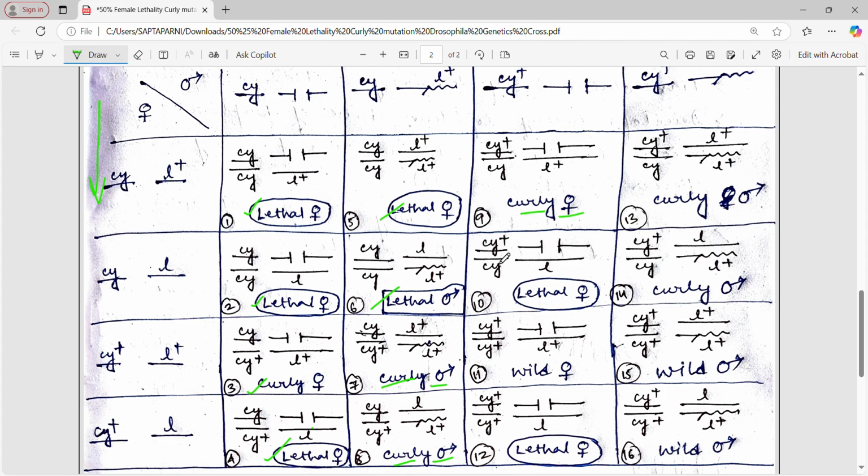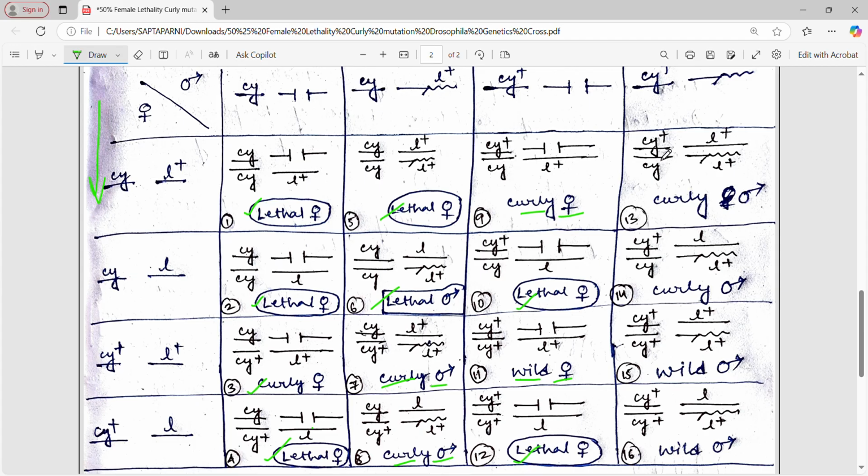Then Cy plus Cy with only a single L allele, no L plus allele is there, so it will be lethal due to absence of the L plus allele. Then Cy plus Cy+, so it is wild type, and due to the presence of the L plus allele on one of the X chromosomes, it is a wild type female. Then it should be a wild type female, but as there is absence of the L plus allele here, it is a lethal female. Okay, got it? So due to absence of L plus, it is a lethal female.